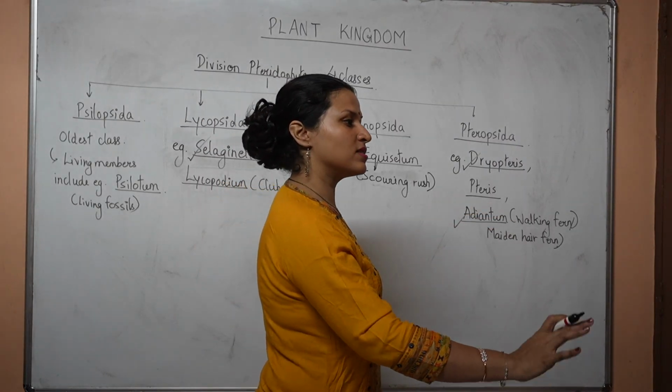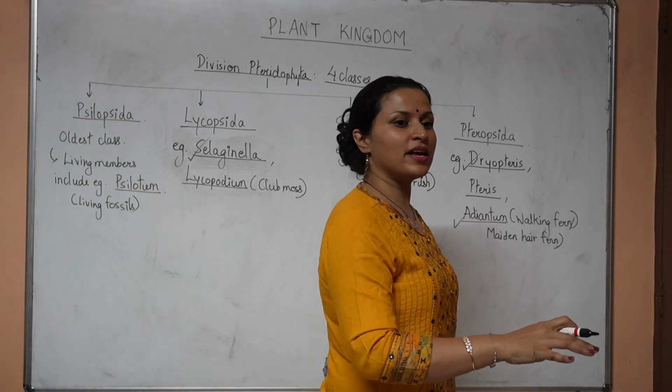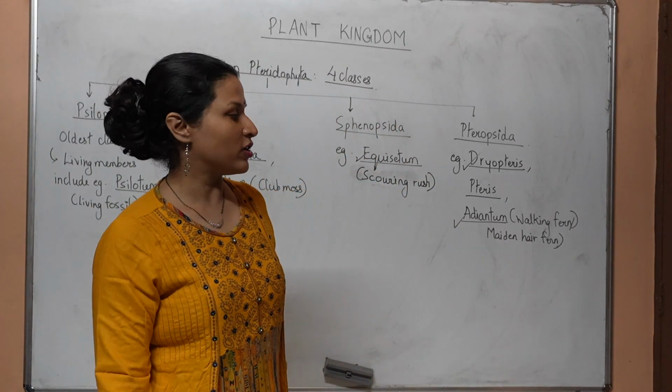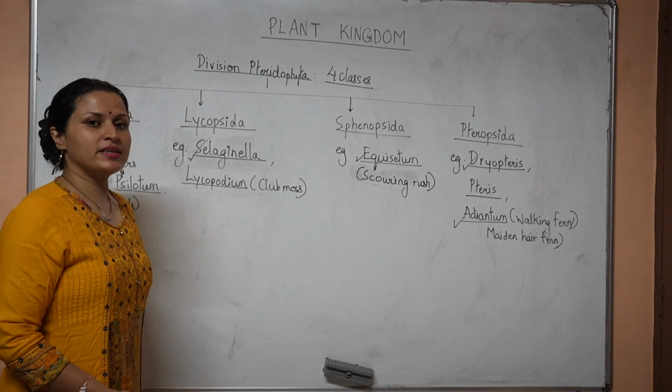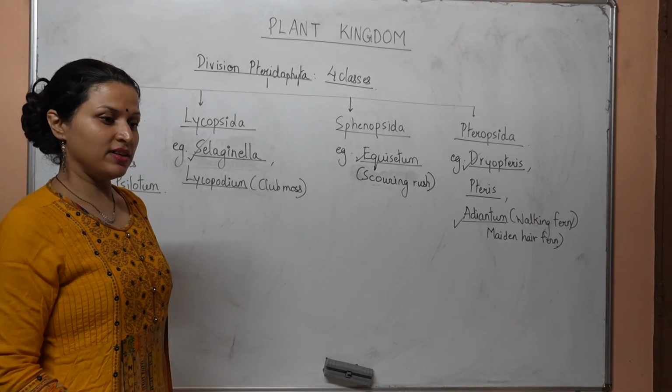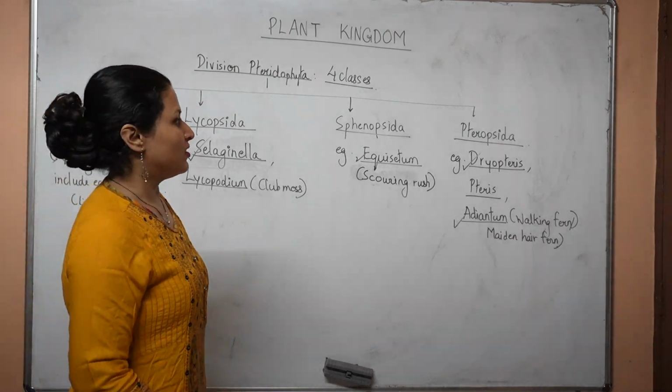So as a result, it will curve towards the ground. It will appear like it is walking. That is the reason, walking fern. So these are the 4 classes of division Pteridophyta. Now we will be studying pteridophytes in more detail by considering the life cycle of a common fern, that is Bryopteris.